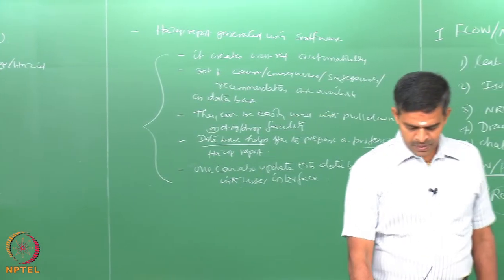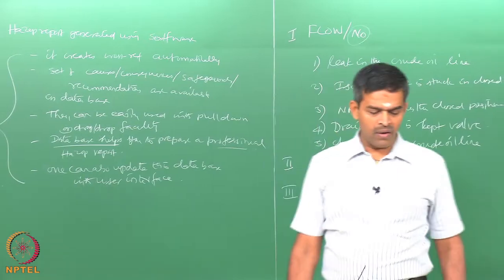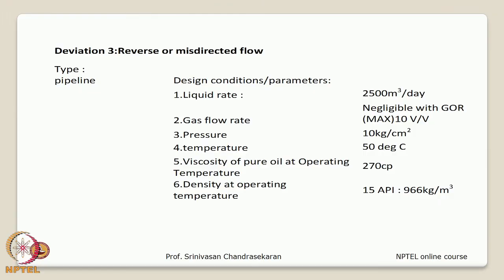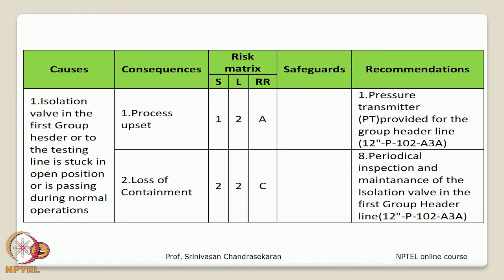Now, let us pay attention to the screen. The third deviation we are aiming at is reverse flow or misdirected flow. The design conditions are available on the screen now. For the same design condition, we say that the causes could be the isolation valve in the first group header or the testing line is stuck in an open position.